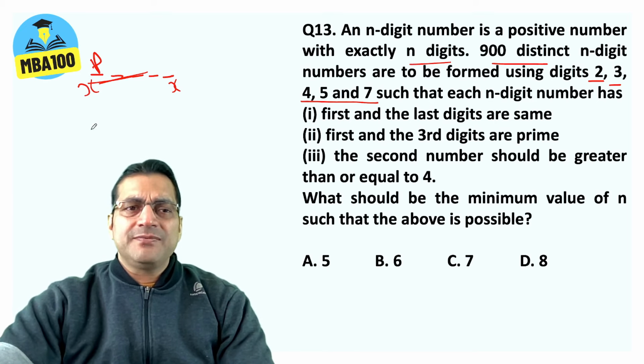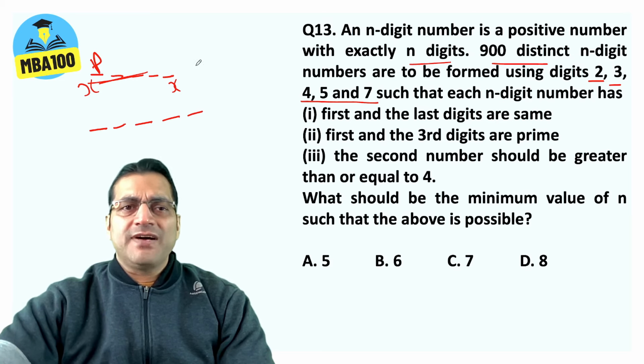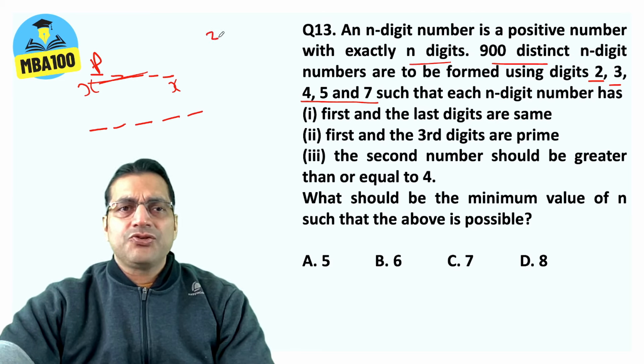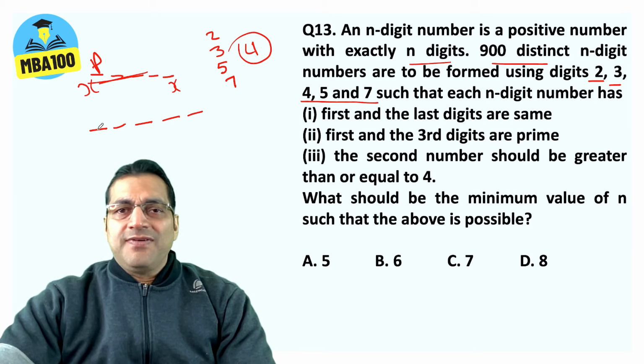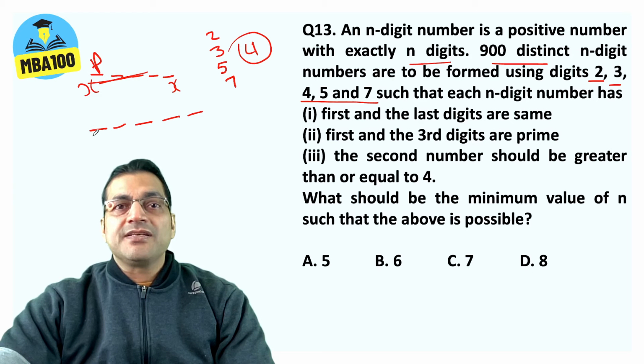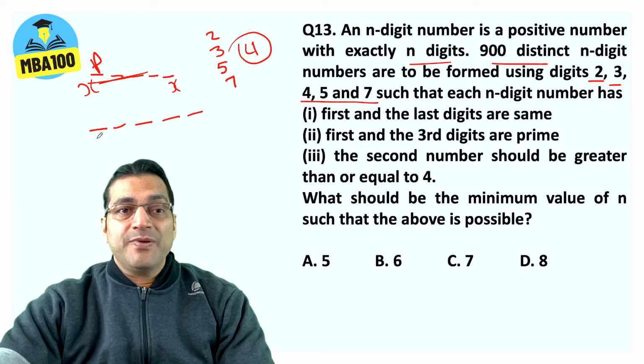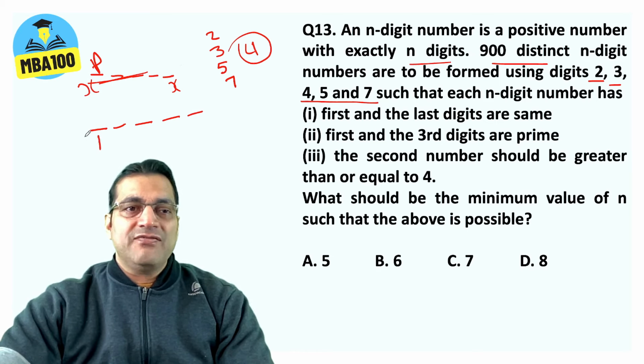So let's start with 5. Put 5 here. How many numbers do you have? 2, 3, 4, 5, 7. Out of these 5 numbers, 2, 3, 5 and 7 are prime numbers, so you have only one composite number, 4. First and the last digits are the same and first and third digits are prime. So first also has to be prime and third also has to be prime. How many prime numbers are there? 4. So this can be filled in 4 ways.